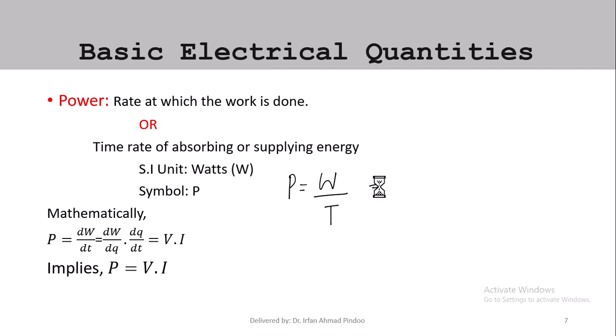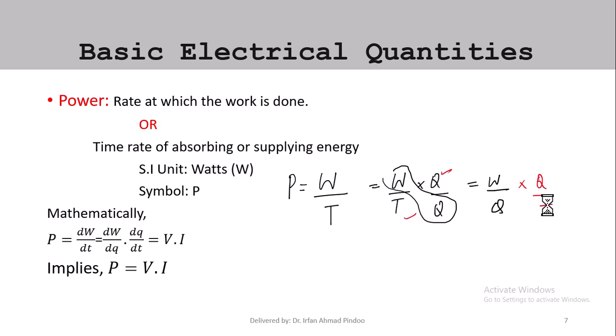Now what are we doing? We are simply dividing and multiplying with Q. So what I do is multiply by Q upon Q. Now this is actually W by Q, which is available over here. W upon Q is available here, and then we have W Q upon T, so Q and T are left, so it is equal to like this.